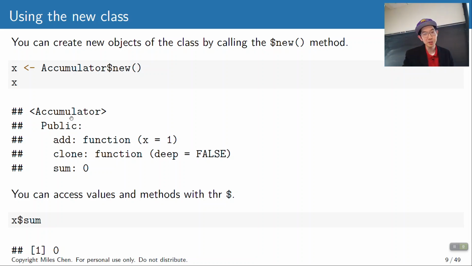So x is an accumulator class object, and inside the public things that are available to us publicly, we have the add method, and then we have the field sum. There's also the clone method. To access any of the public values in x, we just do x$sum, and the value of x$sum is just the number 0. We can see this is just a regular old vector with one number in it, value 0.